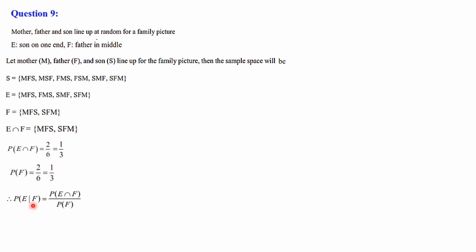So P of E given F is equal to P of E intersection F by P of F. That is equal to P of E intersection F, 1 by 3, divided by 1 by 3. So 1 by 3 by 1 by 3 is 1. So the required probability is 1.